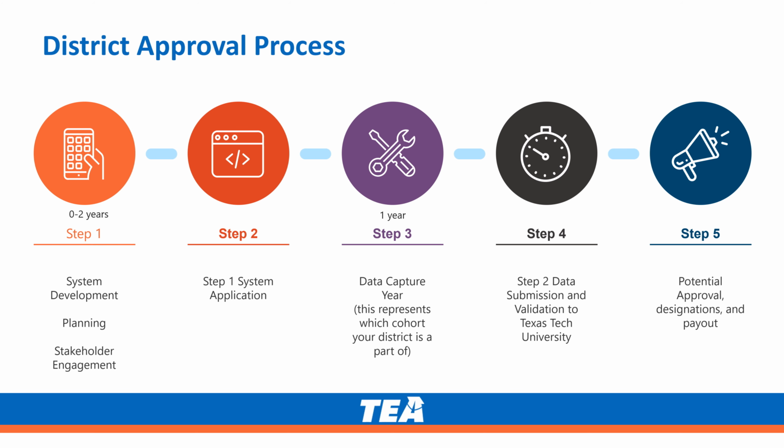For a district who is interested in applying for a local designation system, these spending decisions are a key component of the system development and planning part of the process. These decisions will need to be communicated to TEA as part of the Step 1 system application.